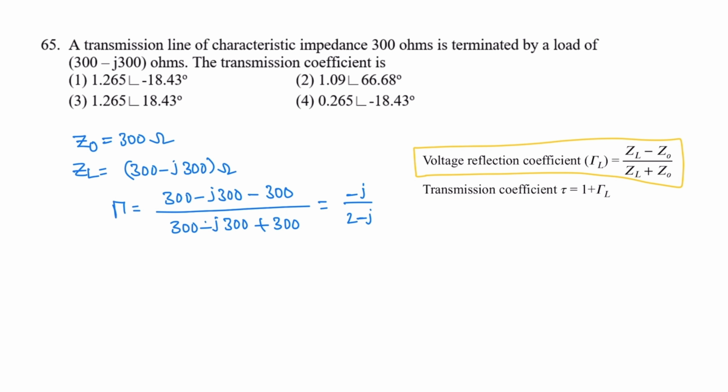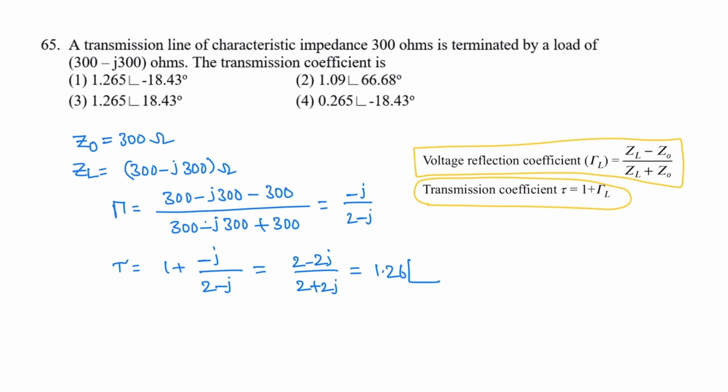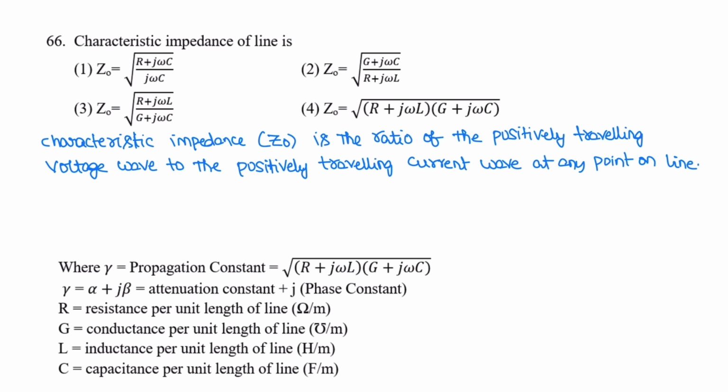Now the transmission coefficient tau is 1 plus gamma. So the gamma value is minus j by (2 minus j). On calculation, its value is (2 minus 2j) by (2 plus 2j)... so it is 1.26 at an angle of minus 18.43. The correct option is 1. The transmission coefficient is option 1.